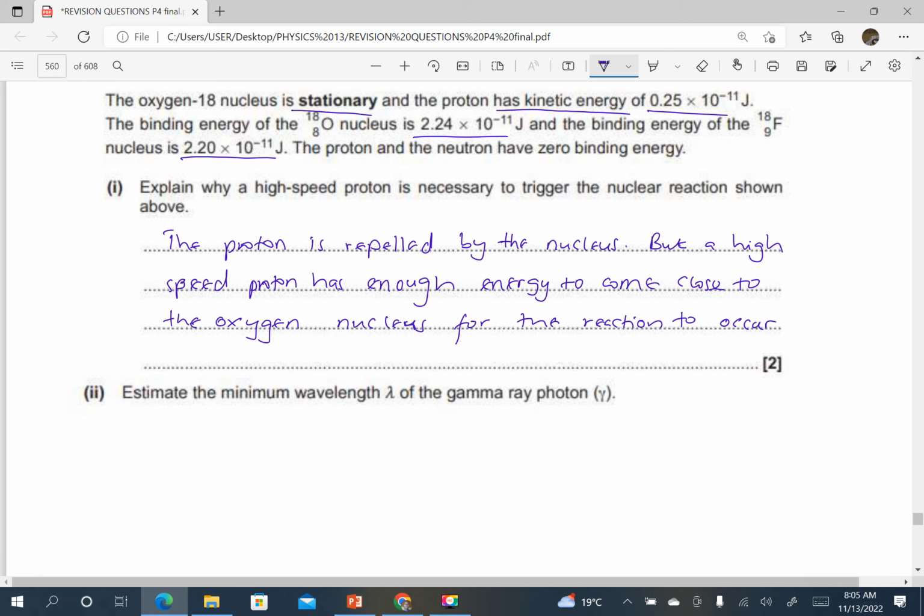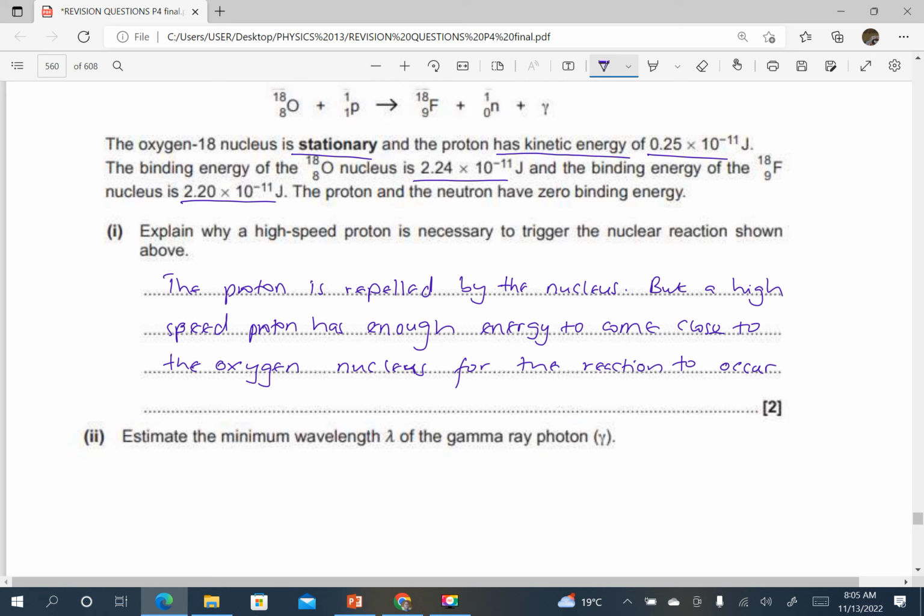Estimate the minimum wavelength of the gamma ray photon. So we need to look for the energy here. Remember, the most important energy is this one here.